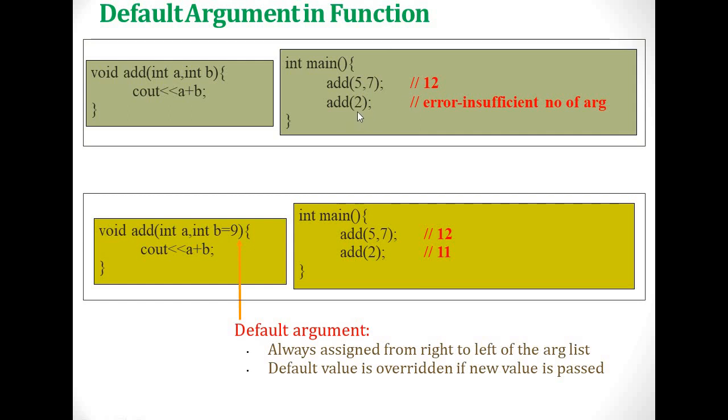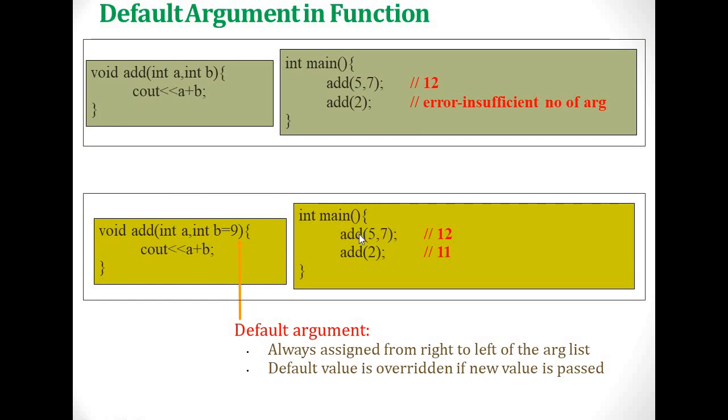In this next line, we are passing only one argument, but the function will not accept it. In this line, we are getting the error. In the same method, to pass fewer values, we set a default argument: int a and then int b equal to 9. We are setting b equal to 9 as a default value.